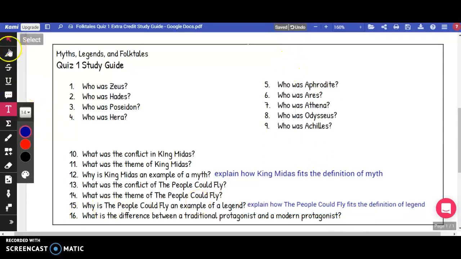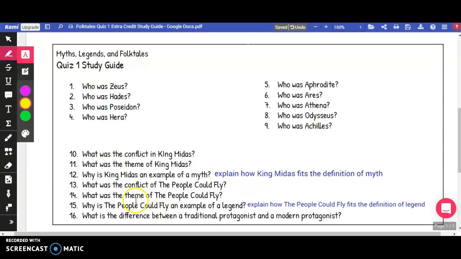And then 16 is, what is the difference between a traditional protagonist and a modern protagonist? When answering this question, you want to go back to your protagonist and antagonist notes and figure out what a traditional protagonist is and what a modern protagonist is and what the difference is. It's very small.